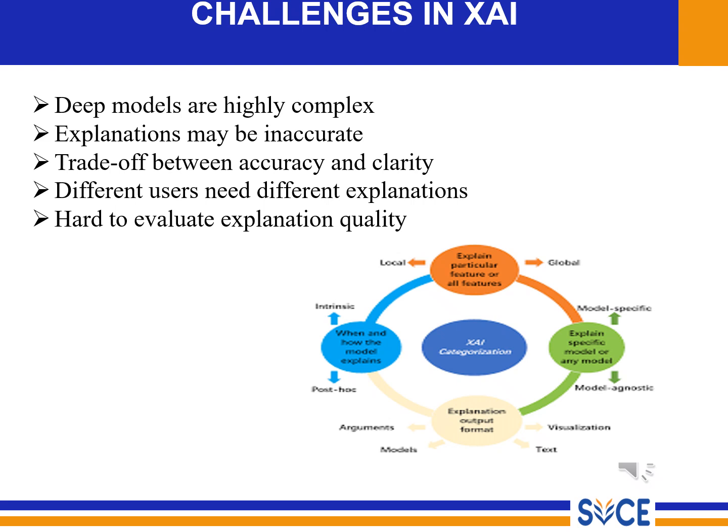Now let us discuss the challenges in explainable AI, which are very important to understand because they define the limitations of current systems. One of the main challenges is the complexity of deep learning models, which makes it difficult to generate accurate explanations. Sometimes the explanations provided may not truly reflect the model's internal reasoning.